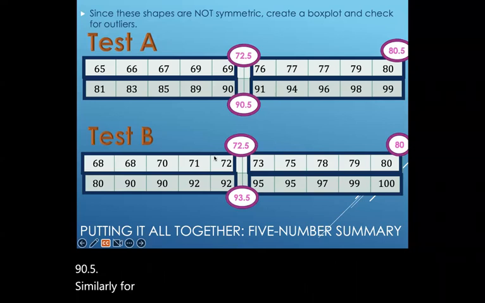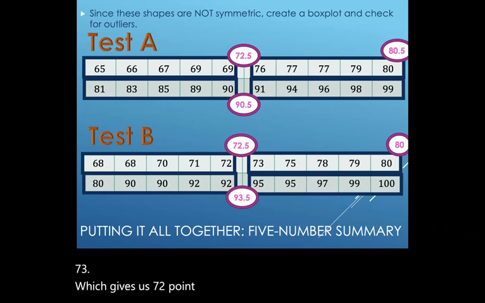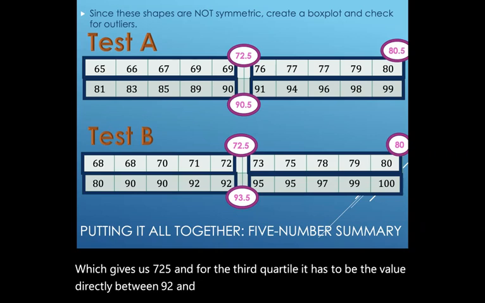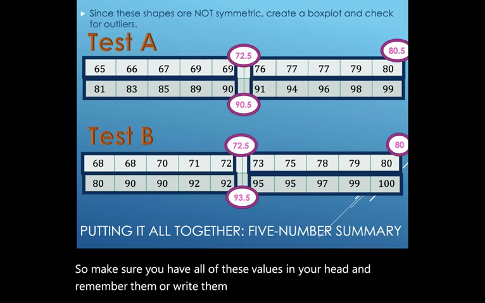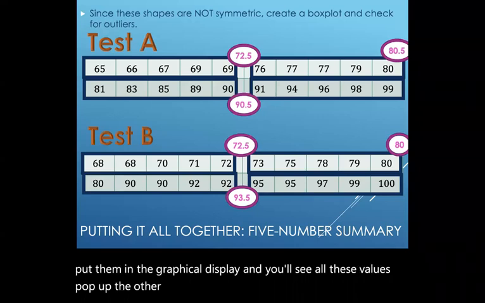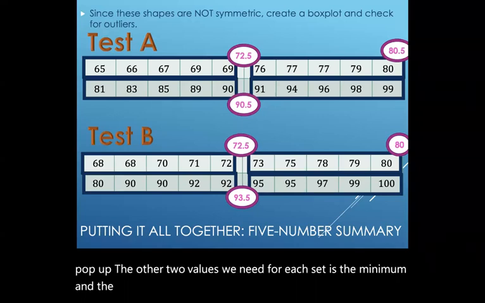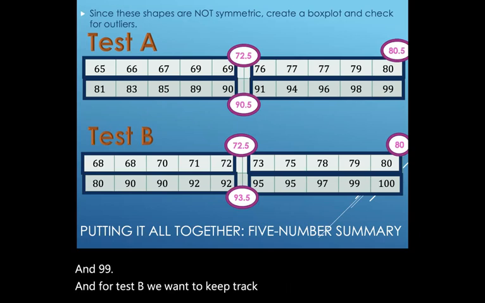Similarly, for the bottom, the first quartile must fall between 72 and 73, which gives us 72.5. And for the third quartile, it has to be the value directly between 92 and 95, which in this case is 93.5. So make sure you have all of these values in your head and remember them or write them down, because next we're going to put them in the graphical display and you'll see all these values pop up. The other two values we need for each set is the minimum and the maximum. So for test A, we also want to record 65 and 99. And for test B, we want to keep track of 68 and 100.